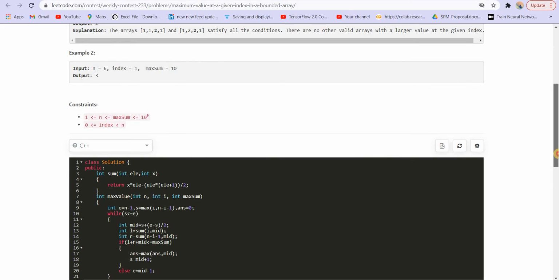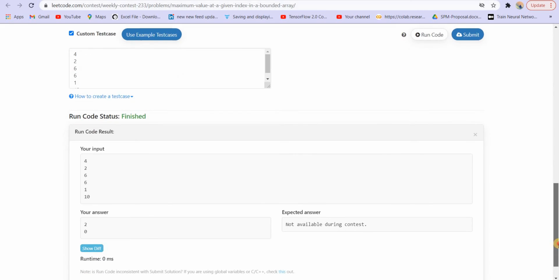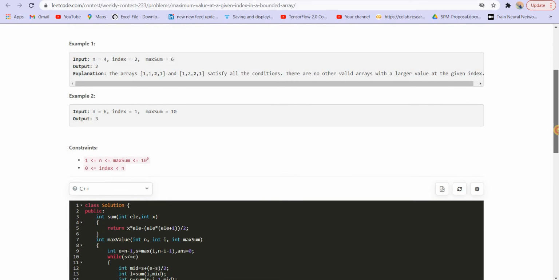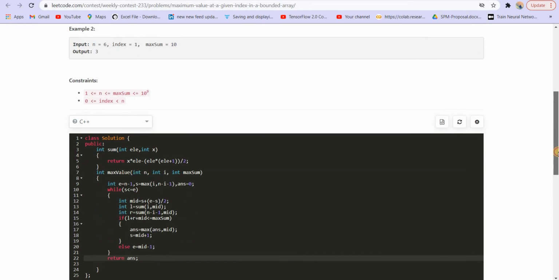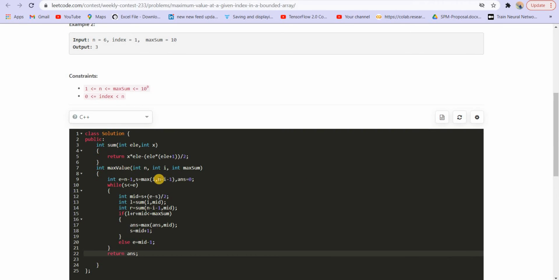2 and 0. Why? In this case the index is given as 1, maximum summation is 10. Start is n, that is 6 minus 1 minus 1, that is 6 minus 2, 4. Start is 4.